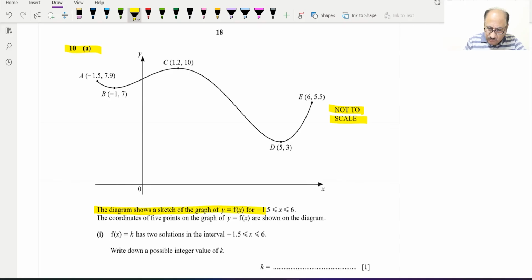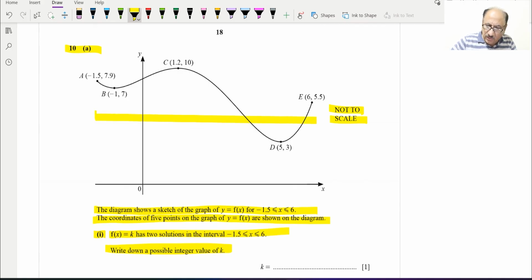The diagram shows a sketch of the graph of y is equal to f of x from minus 1.5 to 6, and the coordinates of the 5 points on the graph of y is equal to f of x are shown on the diagram. Part 1, f of x is equal to k, has two solutions in the interval. Write down the possible integer values of k. So there can be two values where, for example over here, this will be having two solutions.